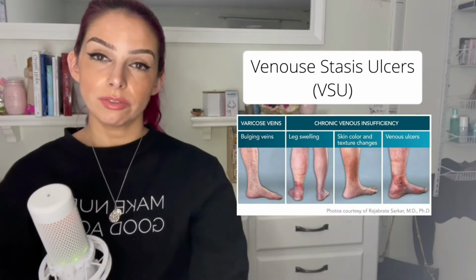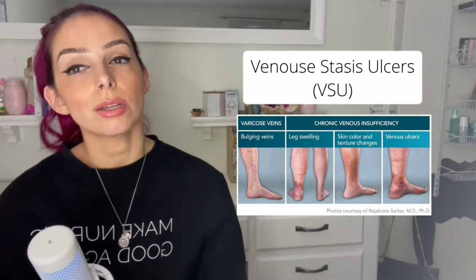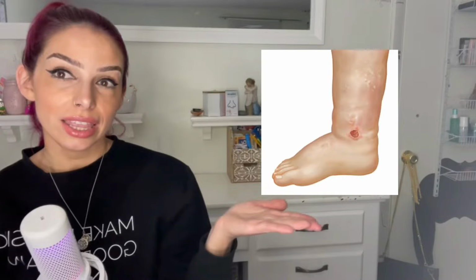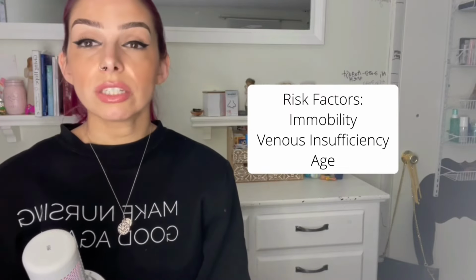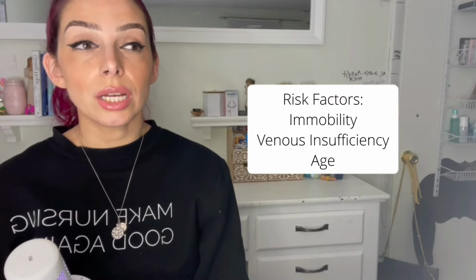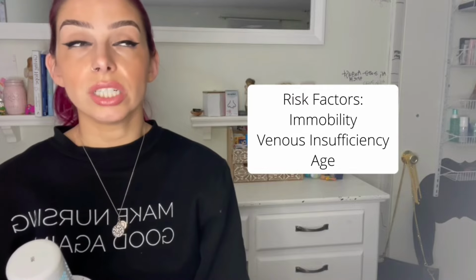Another common wound we find with our hospice folks is venous stasis ulcers. Those usually occur on the lower extremity below the knee. They do look like this. They can last up to a month, if not more, depending. The risk factors are immobility and poor venous valve function, or dysfunction, I should say.